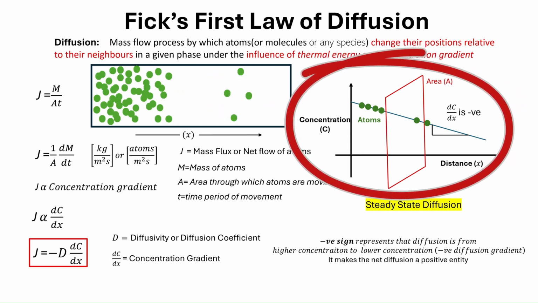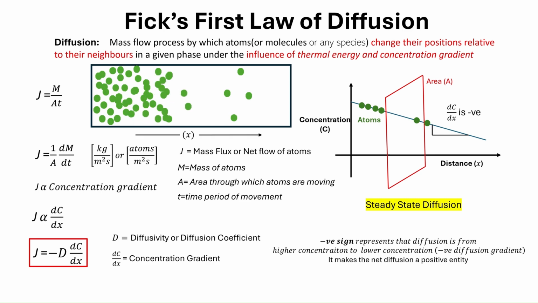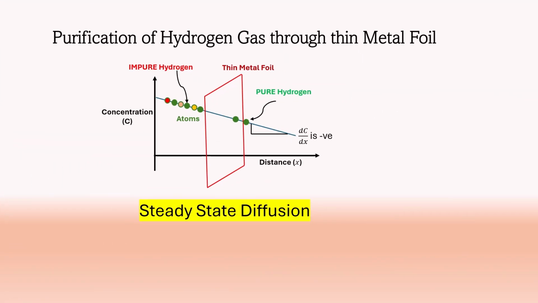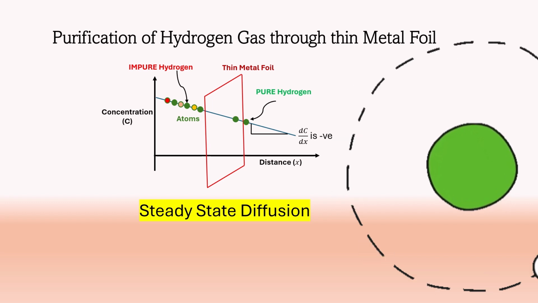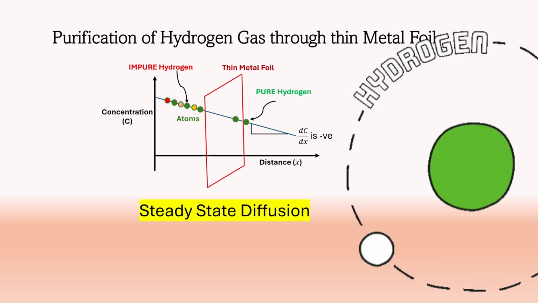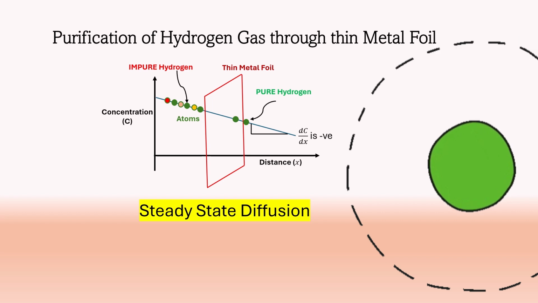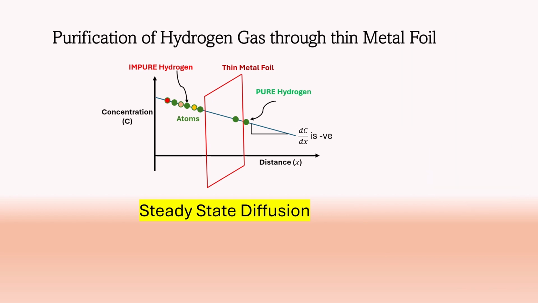If the diffusion flux does not change with time, a steady-state condition exists. One practical example of steady-state diffusion is found in the purification of hydrogen gas through thin metal foil. This process can be seen in the graph shown, where the larger number of atoms represents impure hydrogen gas. The red plane represents the thin palladium metal foil. The hydrogen selectively diffuses through the metal foil to the opposite side, which is maintained at a constant and lower hydrogen pressure. The pure hydrogen atoms collecting down the line are shown in the graph by two green atoms.